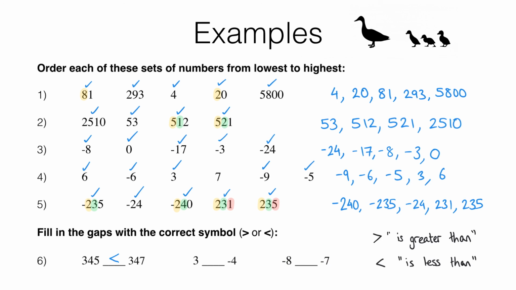Here's what you should have got. 3 is greater than negative 4. 3 is a positive number, so it's higher than 0 on the number line. Negative 4 is a negative number, so it's lower than 0 on the number line. So 3 is higher or greater than negative 4. And finally, negative 8 is actually less than negative 7. If you think about it, negative 8 is 8 steps below 0, whereas negative 7 is only 7 steps below 0, which means negative 8 is lower down the number line, which means it is less than negative 7.